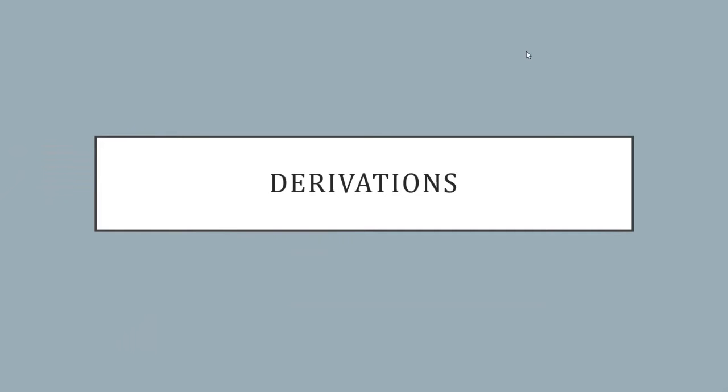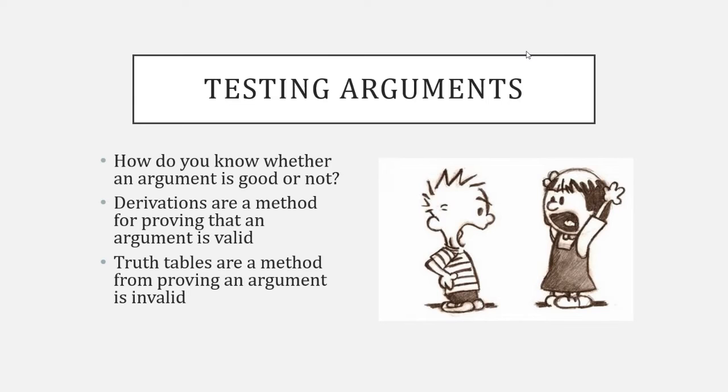Derivations. Symbolization and derivation make up the bulk of the work that you're going to do for the rest of this class. So this is the next major skill that we're going to do. At the end of this unit, just before the first test, we'll do truth tables, which are a method for proving the opposite. If you want to prove that the argument is invalid, you can use truth tables. But if you want to prove that an argument is valid, we're going to use derivations. Derivations test the arguments that we're looking at.